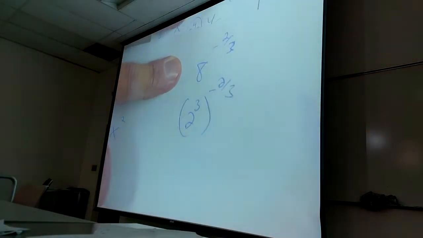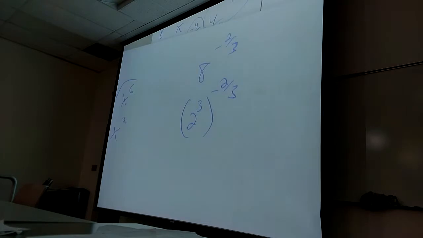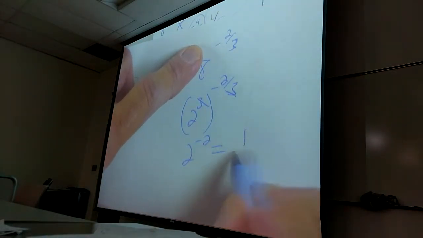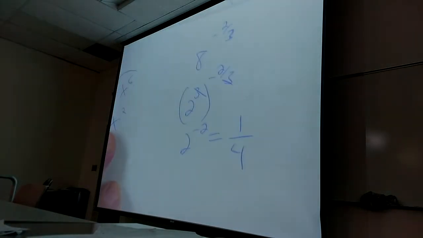Now that I've written it in exponential form, I can attack it like anything with an exponent. What do I do with the powers? Multiply them. What happens to the 3's? And what's 2 to the negative 2? 1/4, right? Same thing.